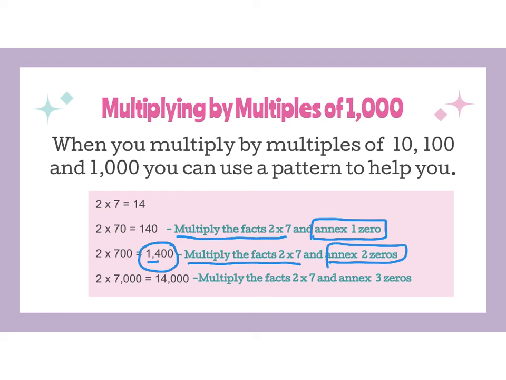Same thing if we multiply 2 times 7,000. We first multiply the facts, and we get 14. And then we have 3 zeros that we need to annex on. So the answer is 14,000.